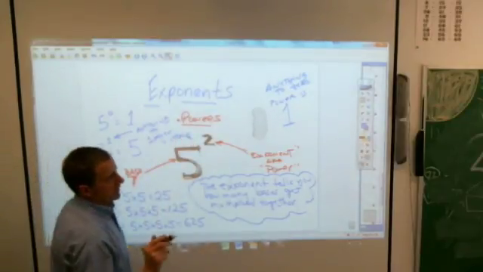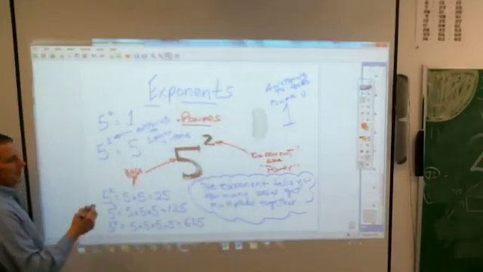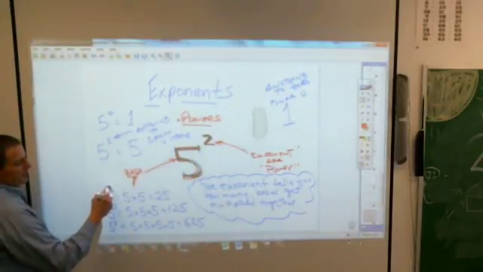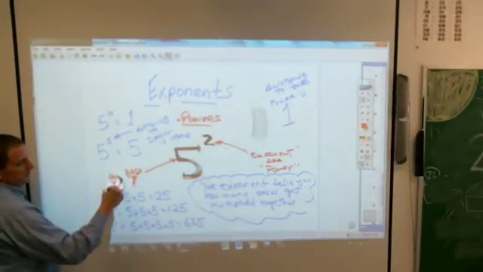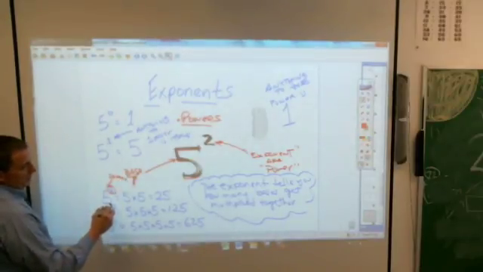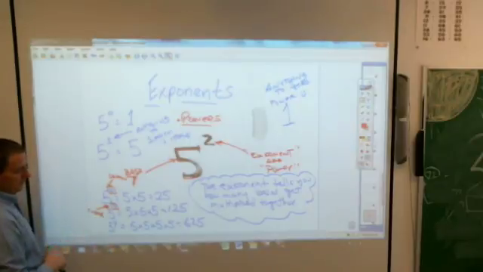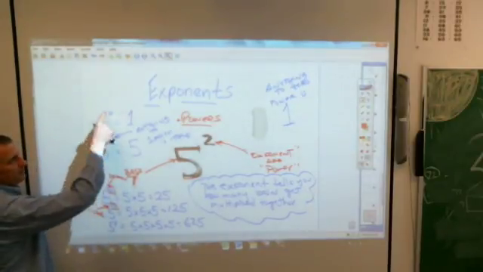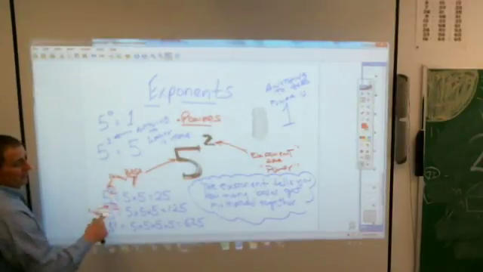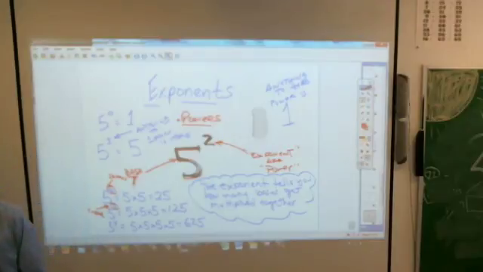And just for 2's and 3's, ladies and gentlemen, we have special names. Usually we don't say 5 to the second power, we usually say squared. And usually we don't say to the third power, we usually say cubed. Those are the only two that we really have names for. Otherwise you just say 5 to the fourth power, 5 to the first power, 5 to the 0 power, 5 squared, 5 cubed. I don't know why that is, but apparently we like squares and cubes enough to give them their own special names.